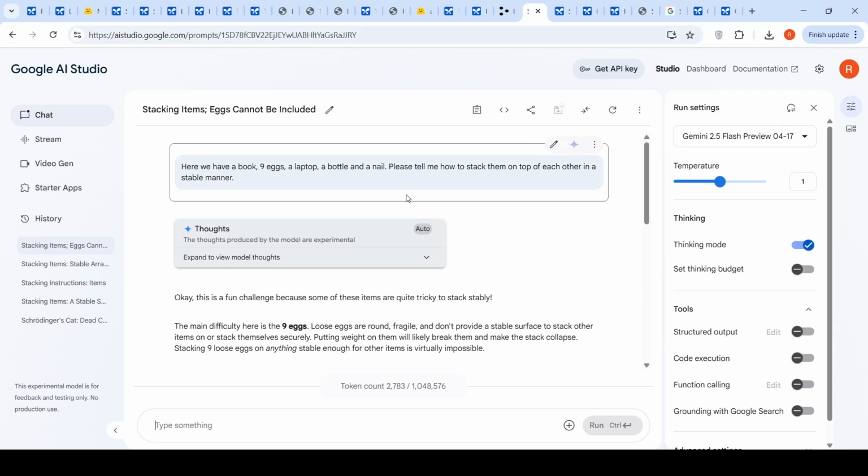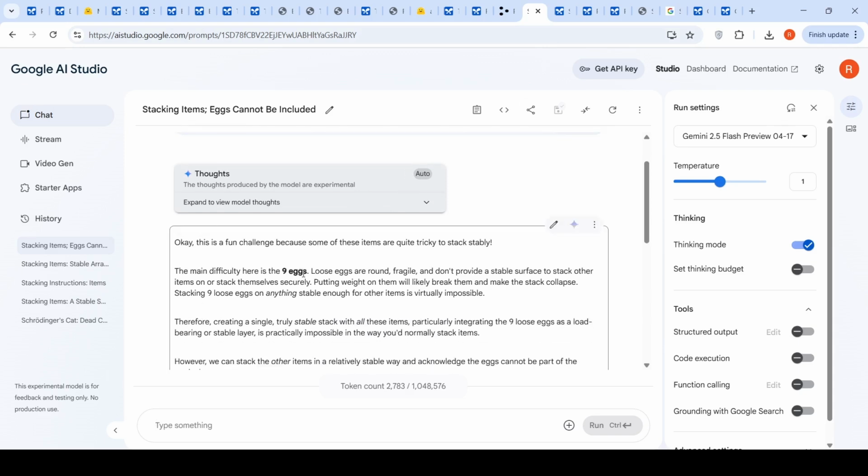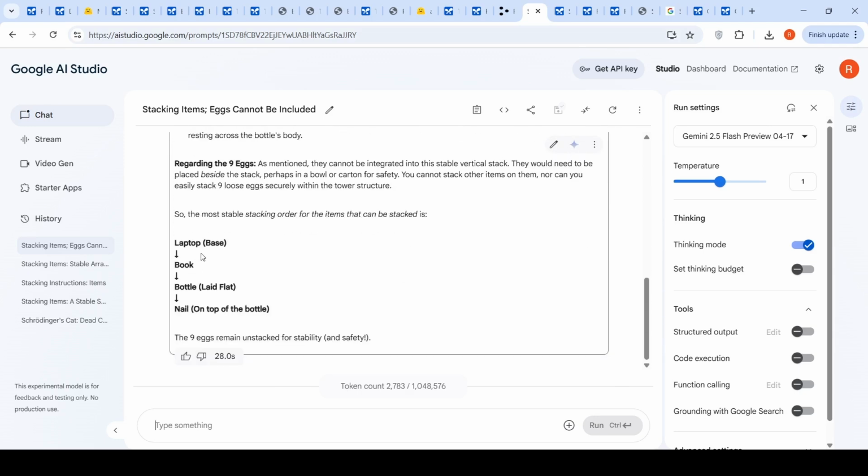So when I gave this, it says this is a fun challenge. The main difficulty here is the 9 eggs. Okay, loose eggs are round, fragile, and you know this thing. So it starts saying that, okay, laptop as the base, you can have a bottle which can be laid flat, and the nail on top of the bottle. The 9 eggs remain unstacked for stability, which is physically difficult to do. So this is with thinking mode enabled.